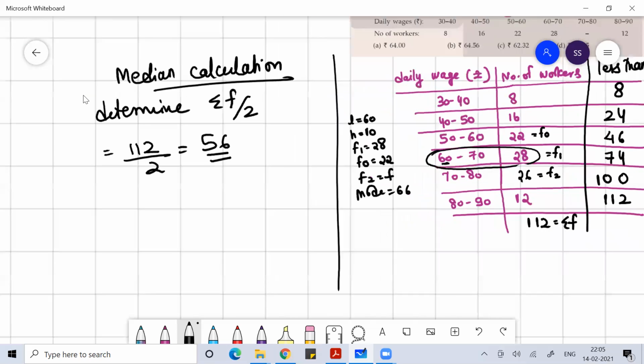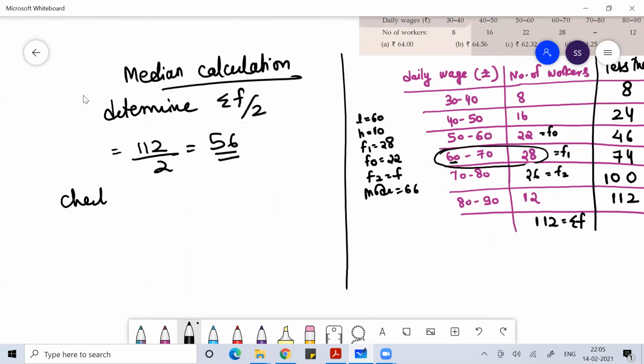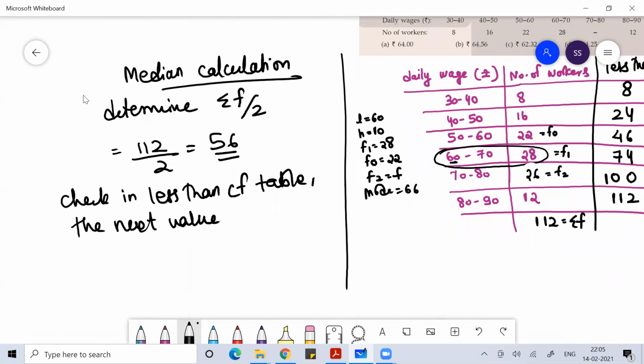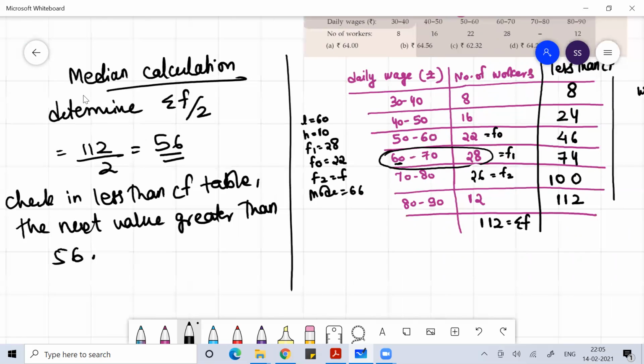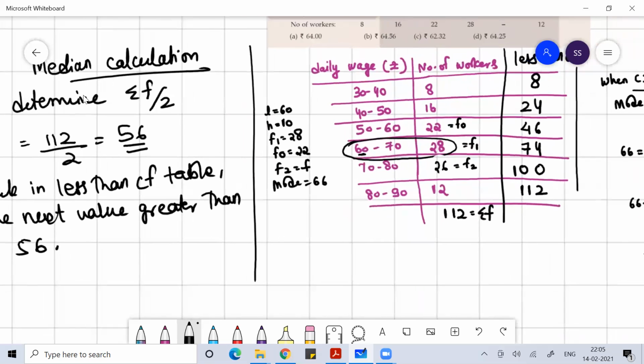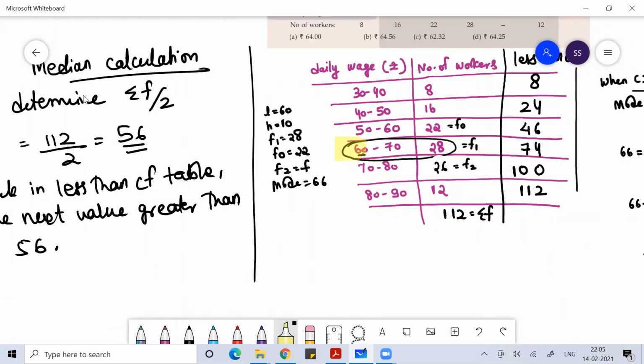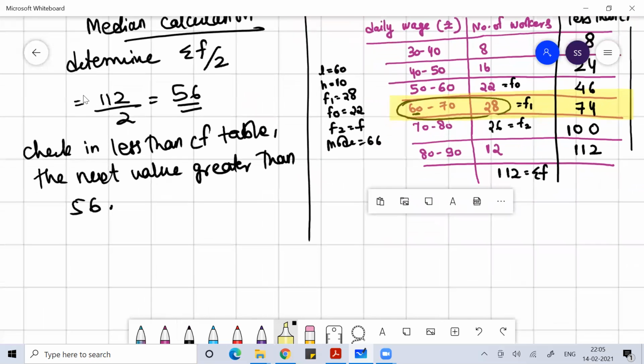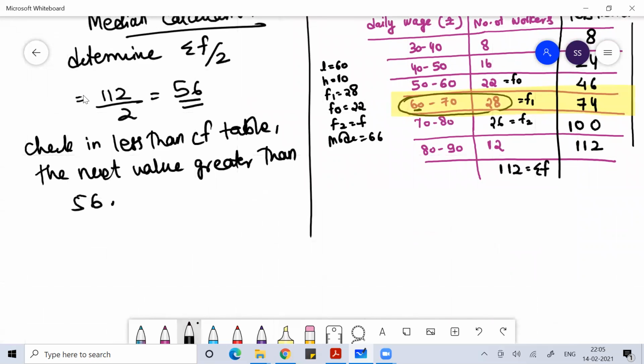So what you need to do is check in the less than cumulative frequency table the next value greater than 56. In the less than cumulative frequency table, the value greater than 56 is 74. Once you get that, with this we'll get L.